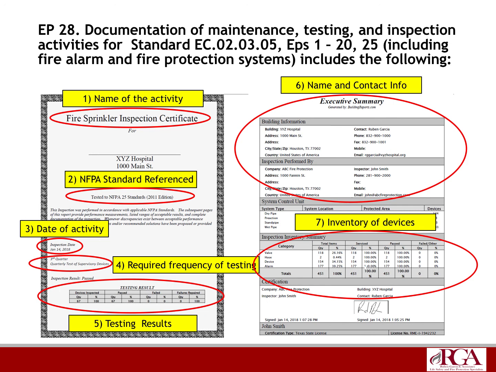Number 6, name and contact info. You have to have the name of the building that you're testing. You have to have the contact information of the affiliation of the inspection company who performed it. What's their contact information? What are their qualifications? And then you have to have, and most importantly, an inventory of devices. Now, circled here is more of a summary of devices, but it's not the itemized inventory. You have to have an itemized inventory.